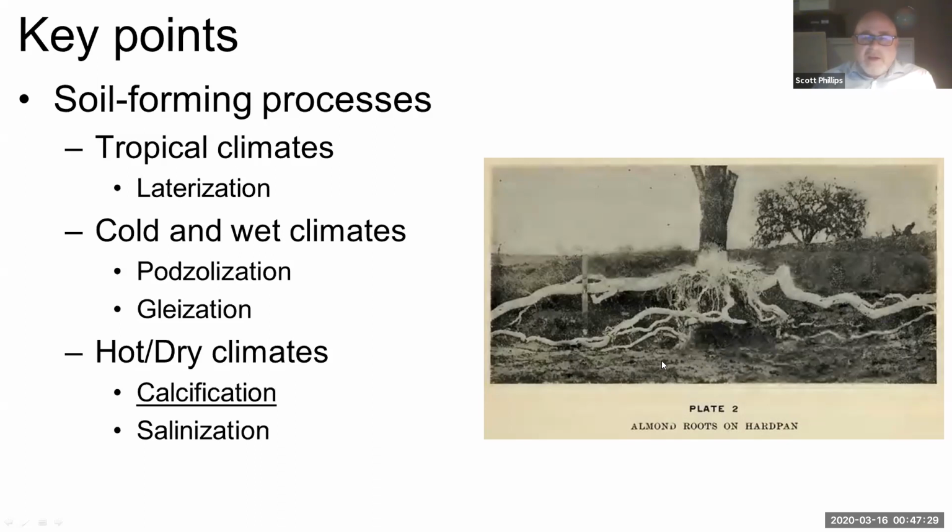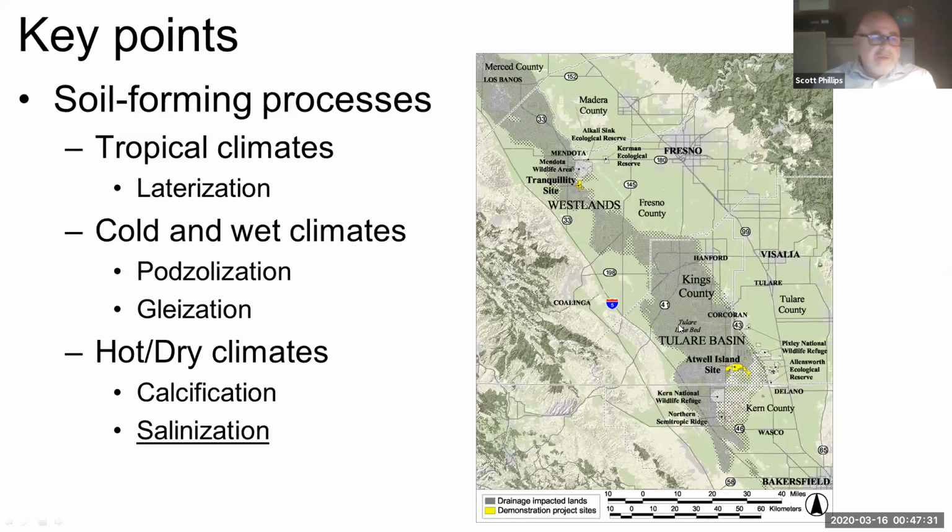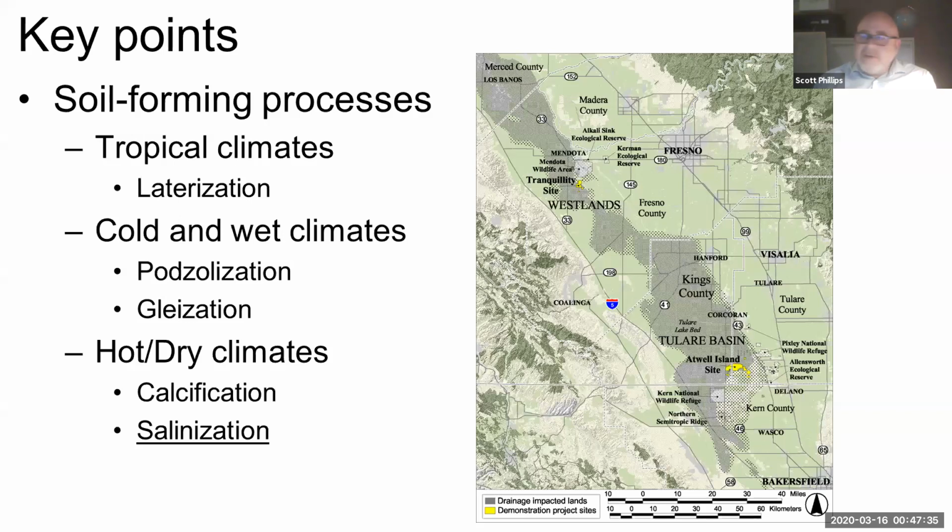In some parts of the valley, we also have problems with salinization. Salinization is where there is a shallow water table and salts can accumulate up at the surface, and that can be bad for plants as well.